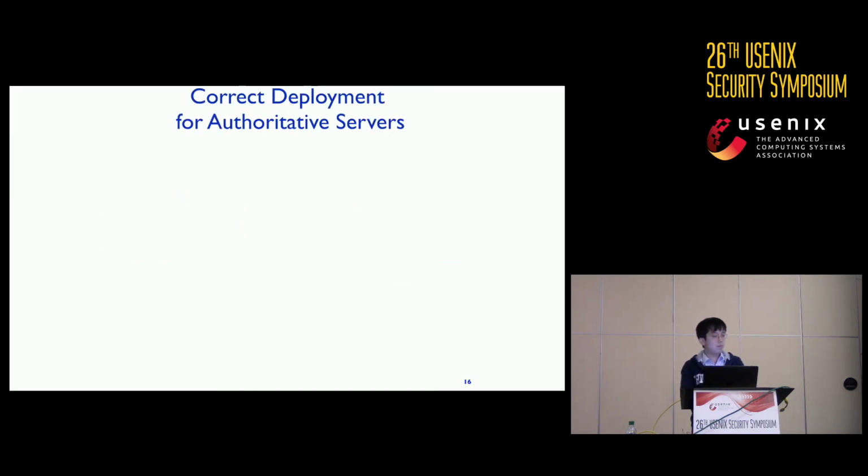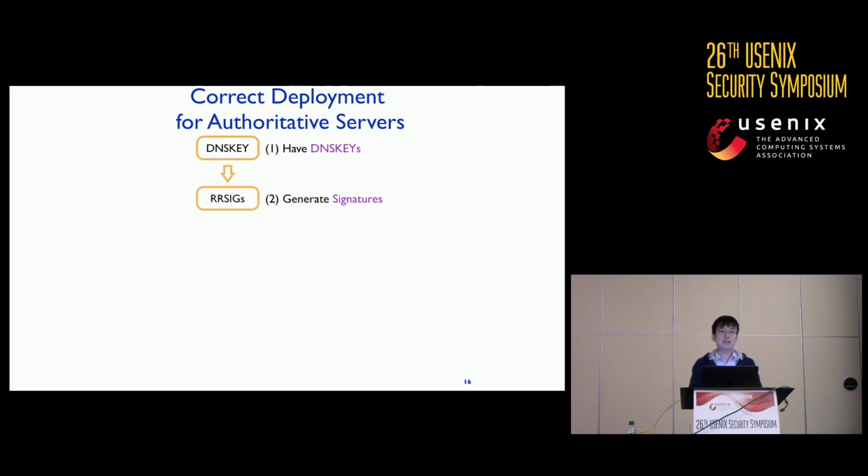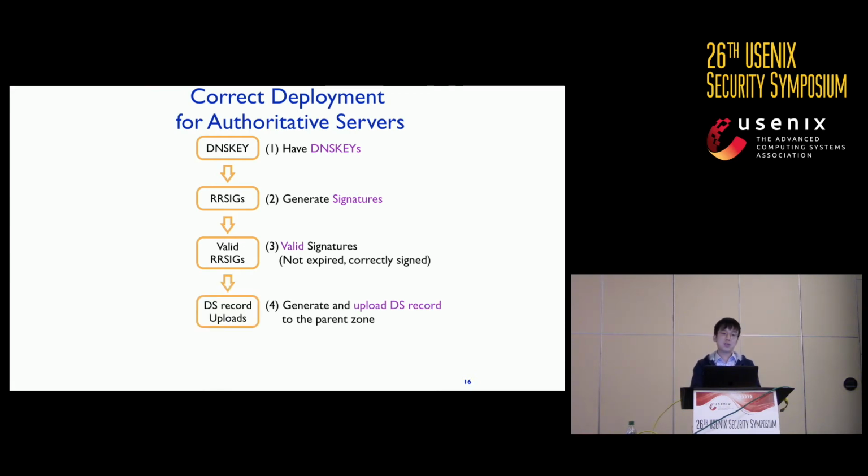If you want to deploy DNSSEC correctly, there are some steps. First, absolutely, you have to have a DNSKEY. Using the DNSKEY, you have to generate the signatures. Next, this signature must be valid, so it should not be expired, and it should be cryptographically correctly signed. Most importantly, you have to generate the DS record and upload it to the parent zone. This record must be valid, which means the hash of the DNSKEY and the DS record should match. So the question for this section is, how many domains are doing all these steps?